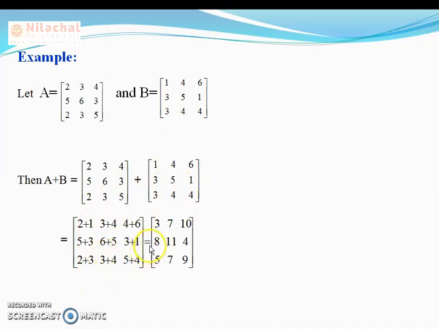You know the addition between two numbers. So 2 plus 1 equals 3, 3 plus 4 equals 7, 4 plus 6 is 10, 5 plus 3 is 8, 6 plus 5 is 11, 3 plus 1 is 4, 2 plus 3 is 5, 3 plus 4 is 7, 5 plus 4 is 9. Completed. So likewise you can find the addition between two matrices.